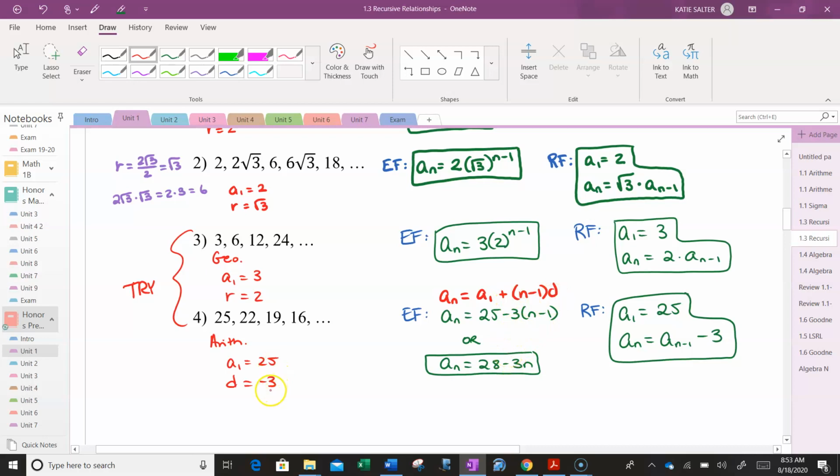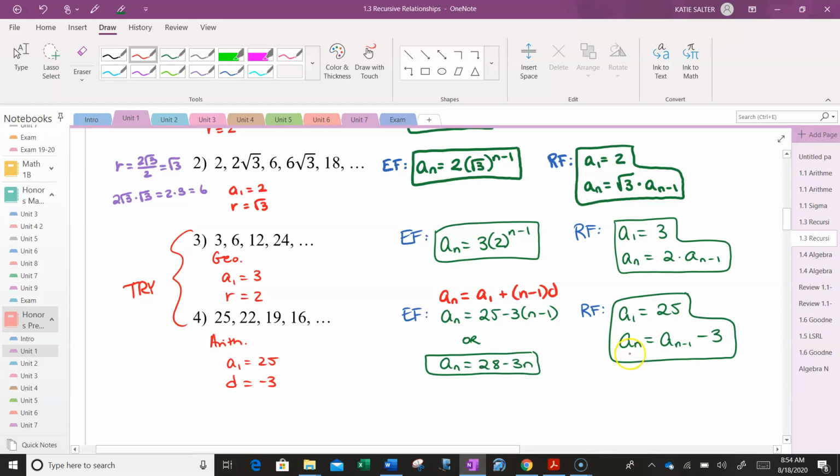So our first term is 25. d is negative 3, and so when we set that up, and we clean it up and distribute, we should get that that is 28 minus 3n. In this case, the recursive formula is going to be a little bit different because we're not multiplying this time, we're subtracting 3. So our first term is 25.